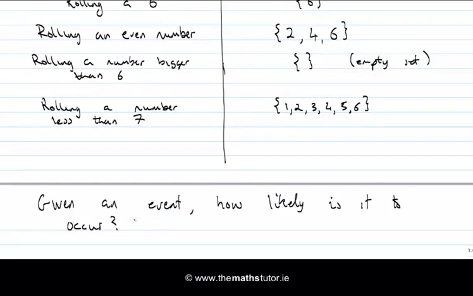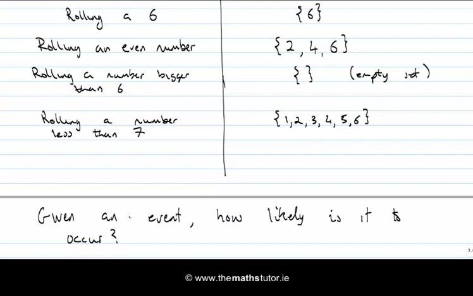But it's interesting to look at the events that we've written down here and ask yourself this question. How likely are these events to occur? For example, how likely is it to roll a 6? How likely is it to roll a number less than 7? Well, in that case, it's easy to answer. We will certainly roll a number less than 7. How likely is it to roll a number bigger than 6? Again, that's easy to answer. It's impossible. But for events like rolling a 6 or rolling an even number, it's neither impossible nor certain. So we need some way to quantify exactly how likely events like that are.